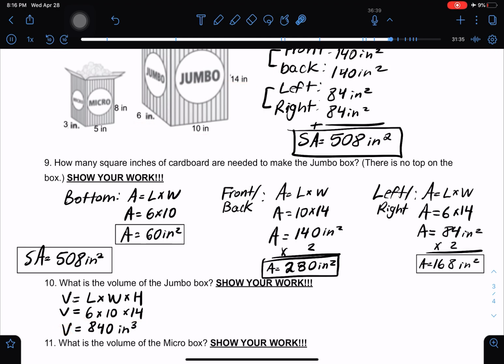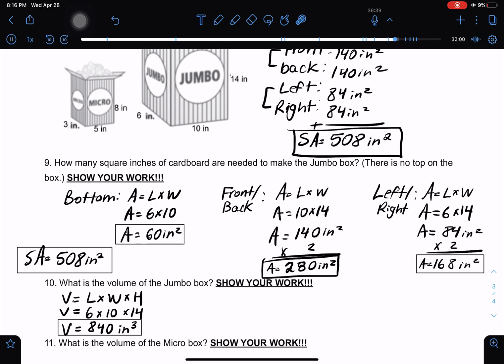It's very important to make sure that we are labeling our units cubed, because we are now dealing with the 3 dimensions, with length, width, and height. If we were only working with length and width, like we have been in surface area or the smaller areas of the shapes, then it would just be squared because it's 2 dimensions, length and width.